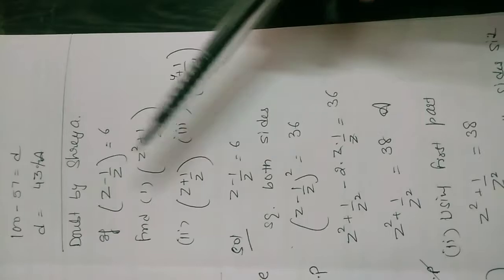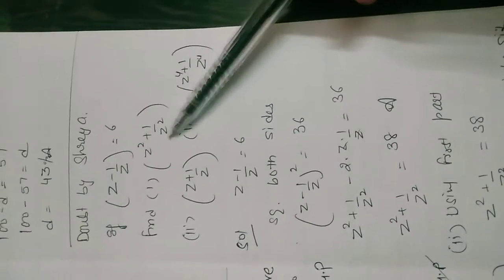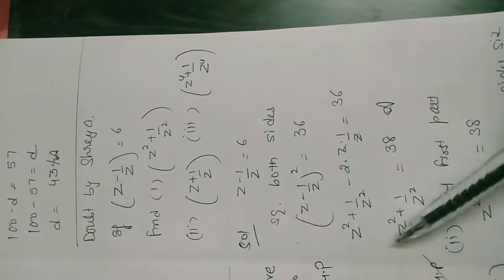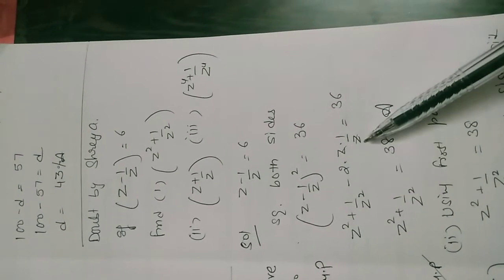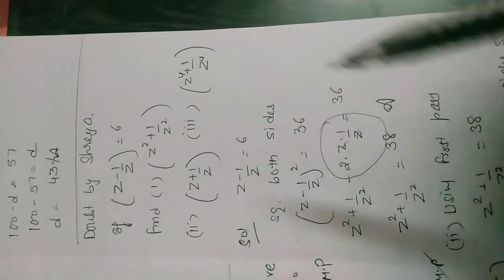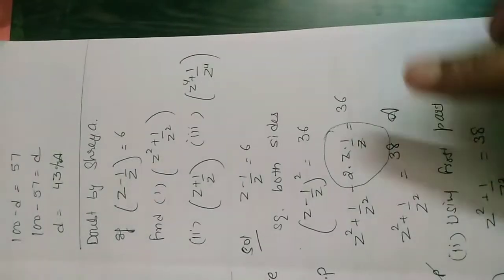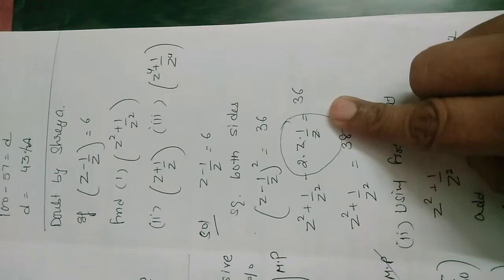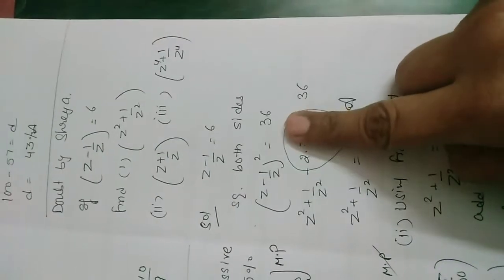We need z square. How can we get z square? Only by squaring. So squaring both sides, (a minus b) whole square. So a square plus b square minus 2ab is equal to 36. You have to see this part very carefully. This is single, only 2. Now this is only 2 after the cancellation. It's only 2.